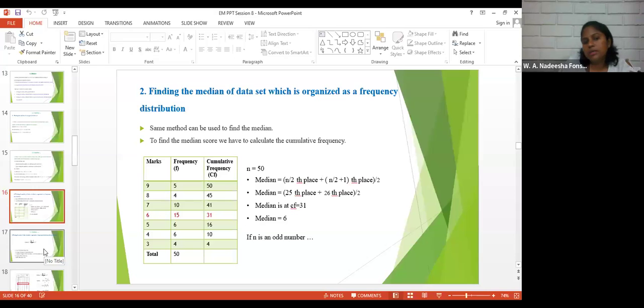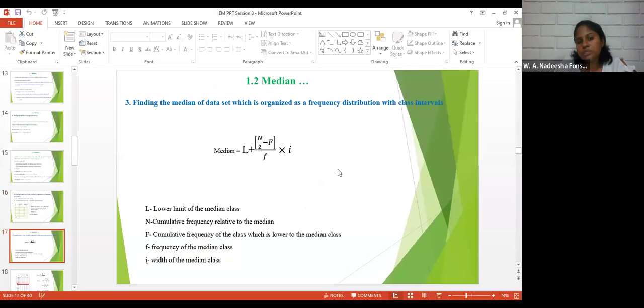If we use class intervals, there we have to use this equation. Now, by looking at this, you have to understand these notations. L is the lower limit of the median class. N is the number of data points. Simple f is the frequency of the median class. i is the width of the class. And capital F is the cumulative frequency, not of the median class, but of the class which is lower than the median class. Don't mix up those things.